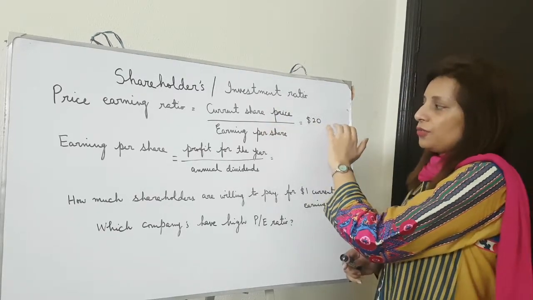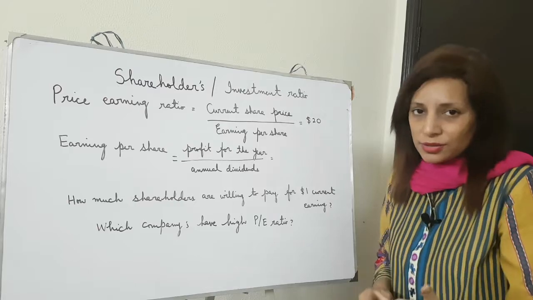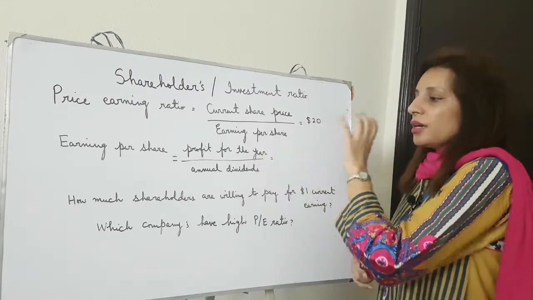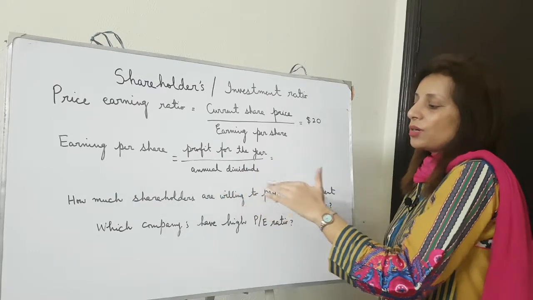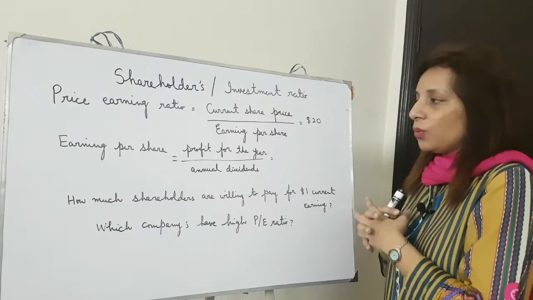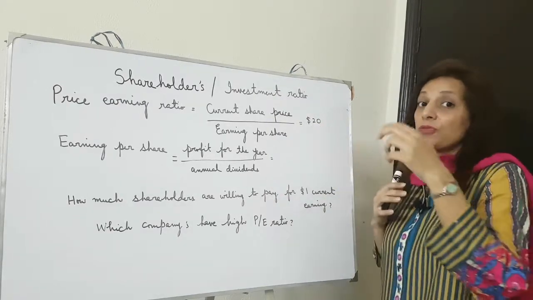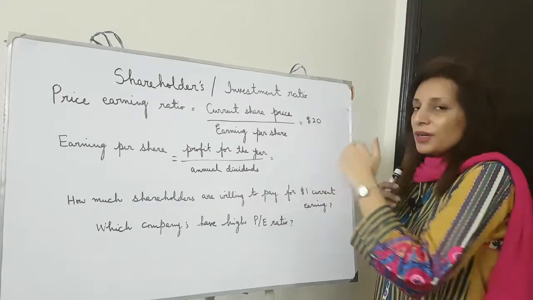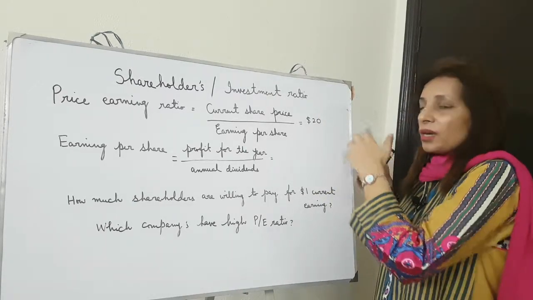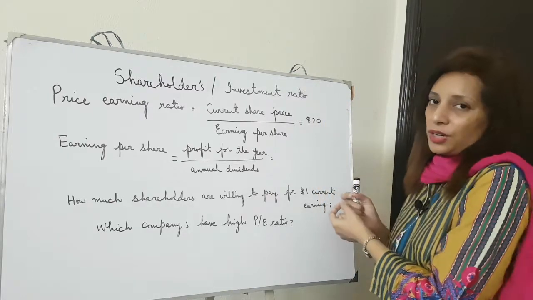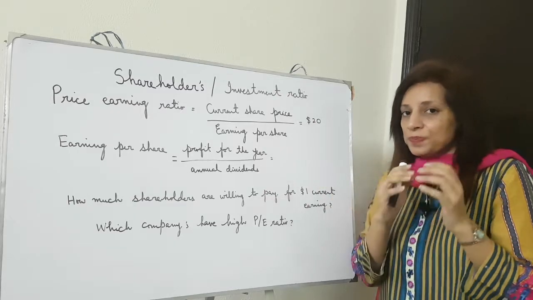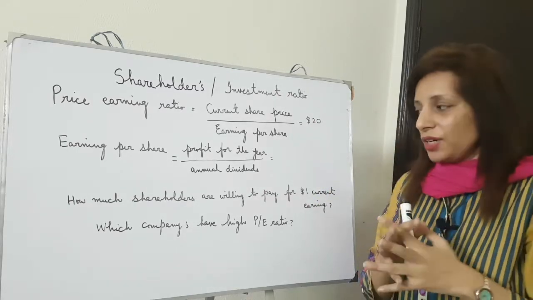Now, if the answer comes out as $20, what is the interpretation of this and what do you have to consider? First of all, it tells us how much shareholders are willing to pay for $1 of current earning. So if it goes up, it means shareholders are confident about the business and they are willing to pay a high price to get $1 of earning from that business. So that is a good sign for the business, that their policies are good and people have confidence.